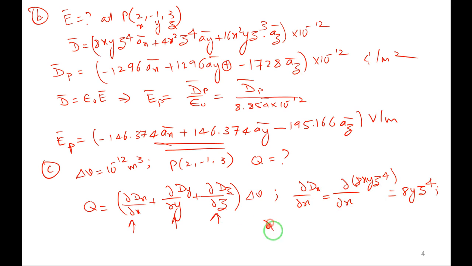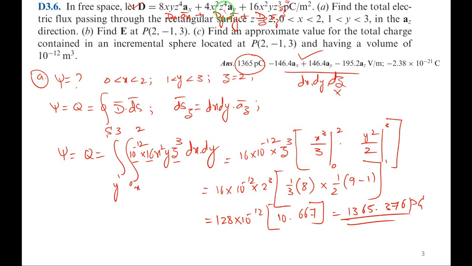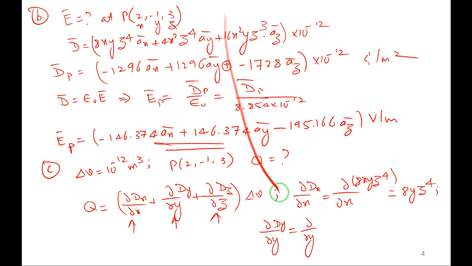Next, similarly, we'll do the second differentiation, ∂Dy/∂y. Dy is 4x squared z to the power of 4. Differentiate this with respect to y. Since all are constant, it will be 0. Second term is 0.